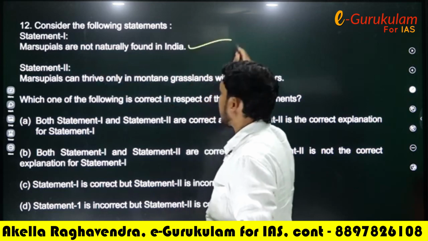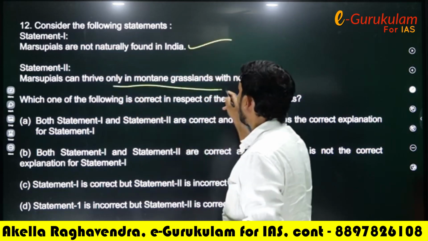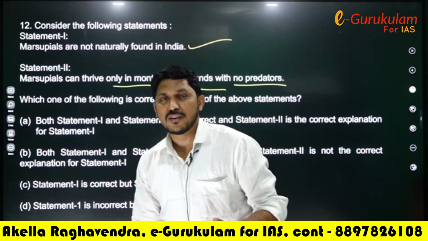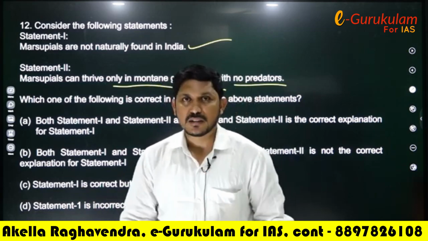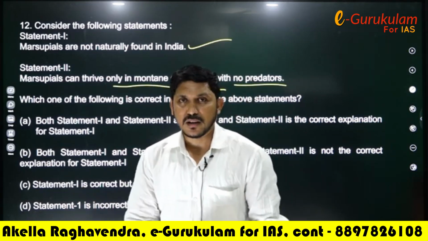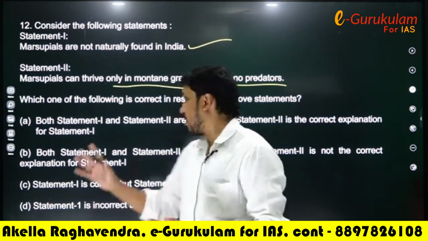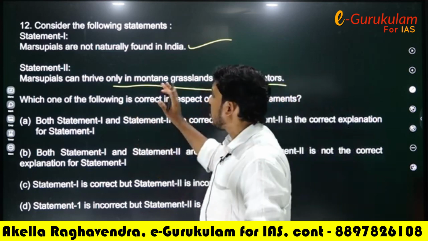This option is right. Statement 2: marsupials can thrive only in mountain grasslands with no predators. Seriously? No. Definitely every animal has some predators. Kangaroos also have predators, like wild dogs, and sometimes humans. And they are mostly present in the Americas, Australasia, and the Indonesian islands also. That means they are not found in India.